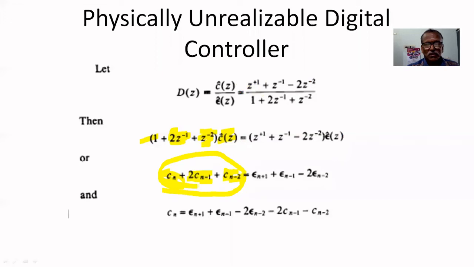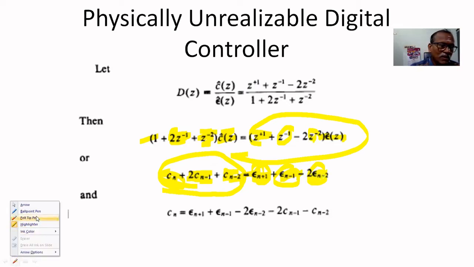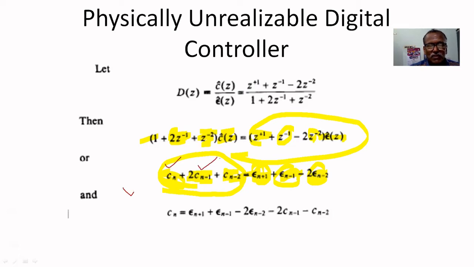That you got. Then on the right hand side, what will you get? E of z is multiplied by z power 1, E of n plus 1. Future error required. If you multiply this, E of n minus 2, here everything is available. This is available, nth sampling instant. This is available, old value. This is available, old value.